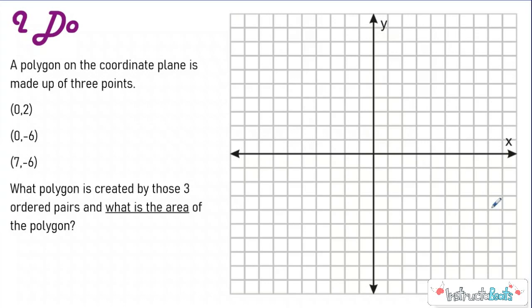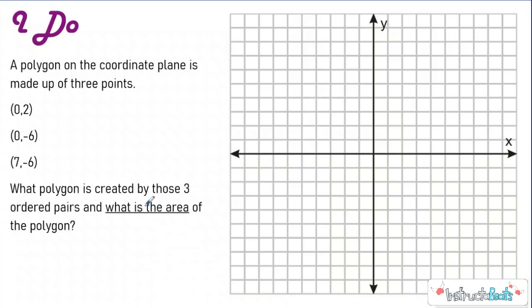You're going to have to know how to plot points on a coordinate plane. You have to know how to find the distance between points on a coordinate plane, either by using the coordinate plane or the ordered pairs mathematically. And then you have to know a little bit about area and covering the inside of a two-dimensional shape, right? So a polygon in the coordinate plane is made up of 3 points, (0, 2), (0, -6), and (7, -6). What polygon is created by those 3 ordered pairs? And then what is the area of the polygon?